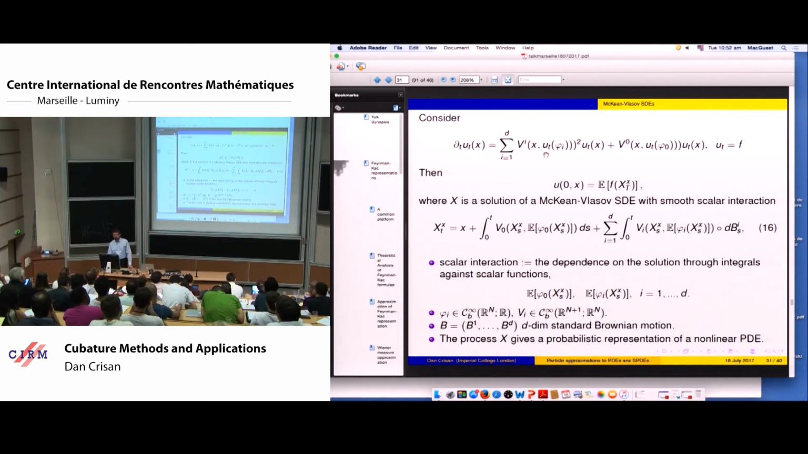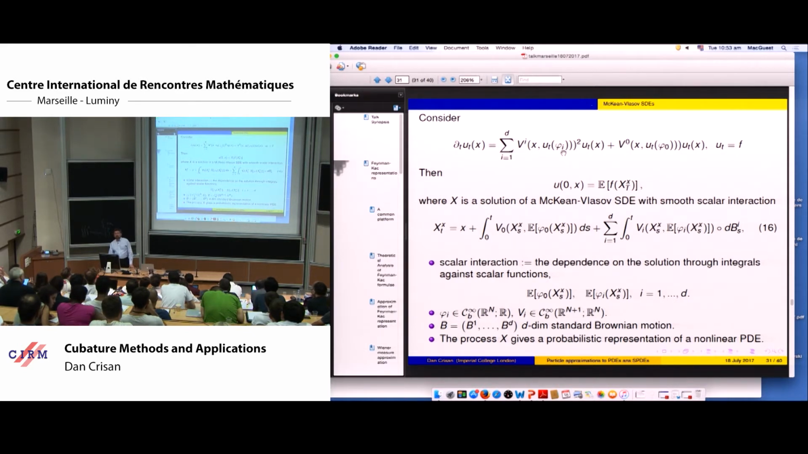These V_i's in here depend on the solution itself. That's why it's nonlinear. So the V_i's depend, obviously, on x, the independent variable, but they also depend on the integral of some function phi, integrated with respect to the solution of the semilinear PDE. So this is truly a nonlinear PDE in that the coefficients themselves depend on the solution.